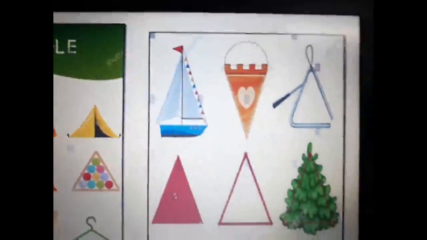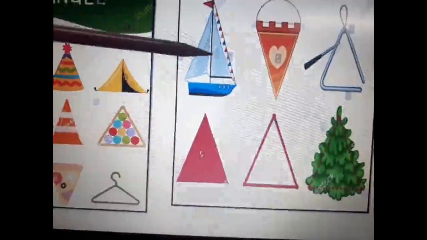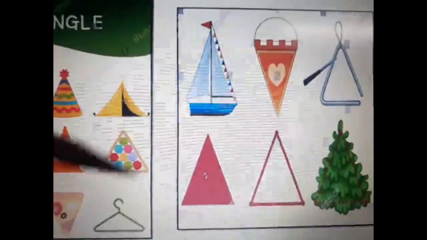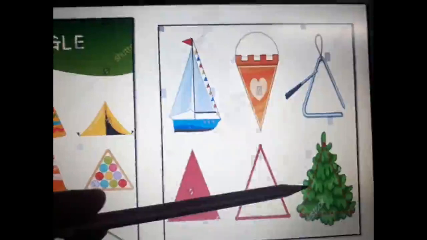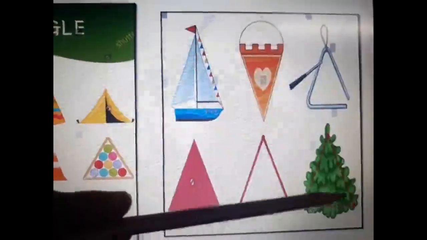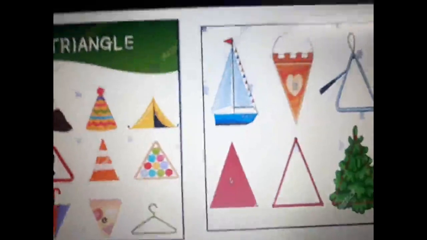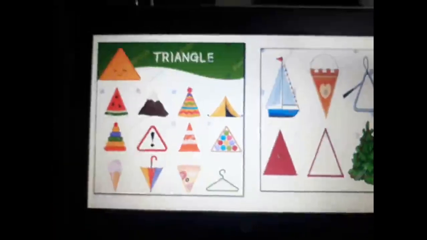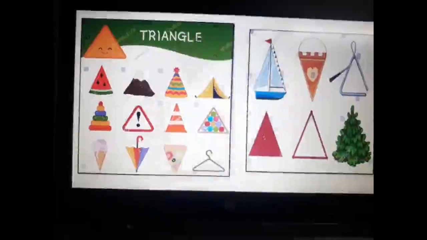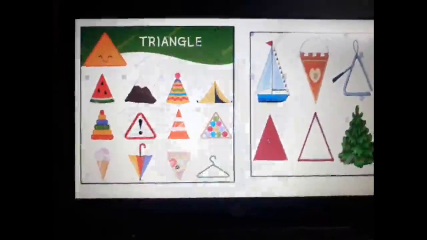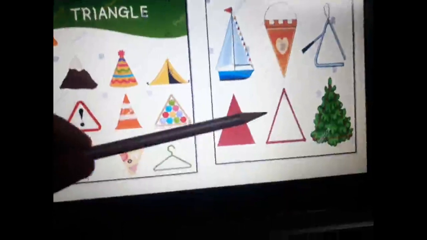Then see this side again. What is this? A boat. बोट में ये देखिए जो ये yacht जो ये इसका ये कपड़ा होता है, that is again triangle in shape. Then Christmas tree. This Christmas tree is also triangle in shape, isn't it? So there are so many objects which are triangle in shape. And what is a triangle? A shape that is having 3 sides. 1, 2, 3. And all these 3 sides are joined with each other. Clear?